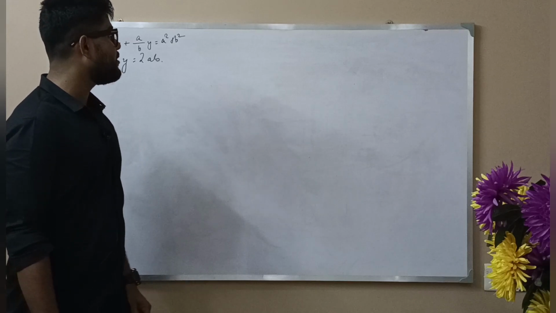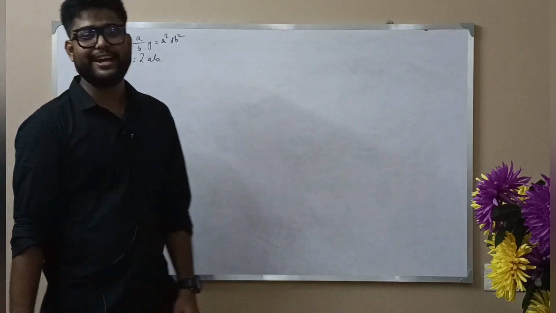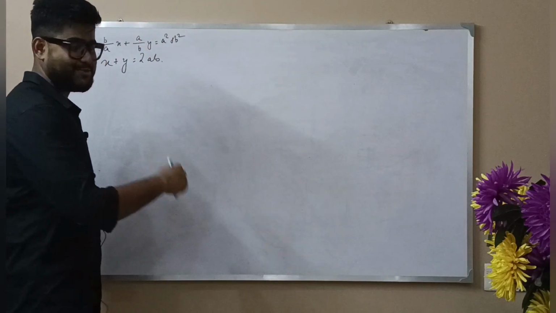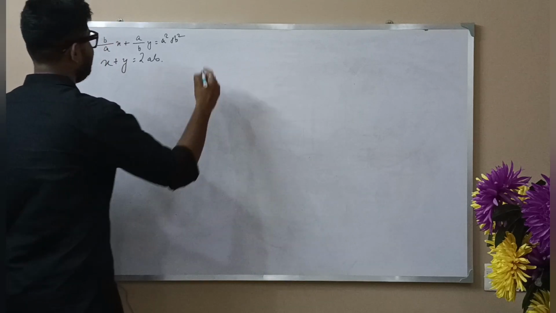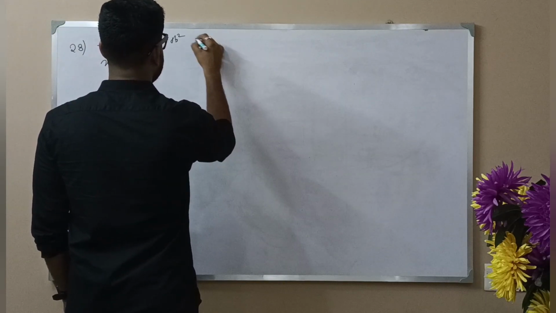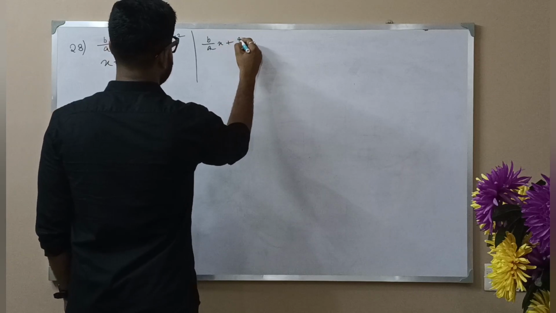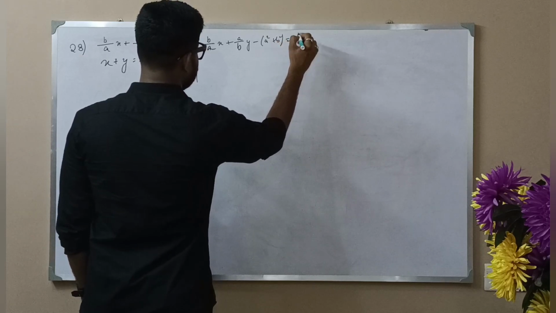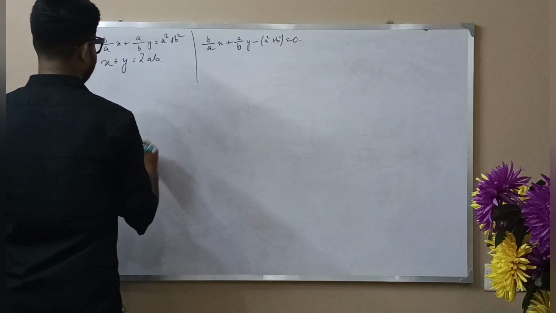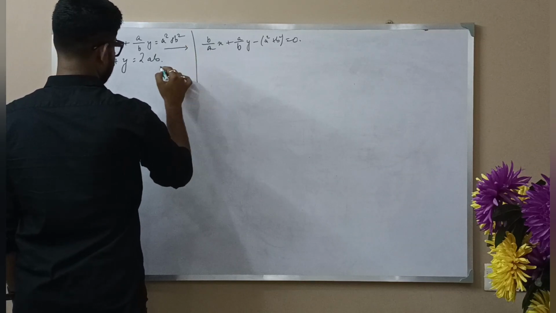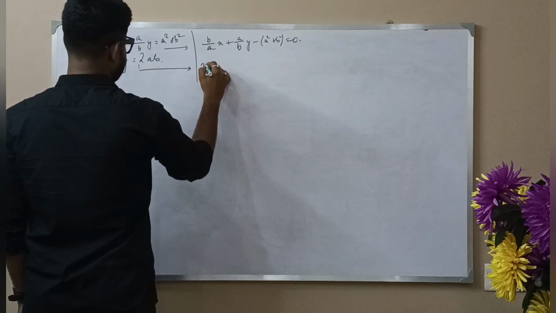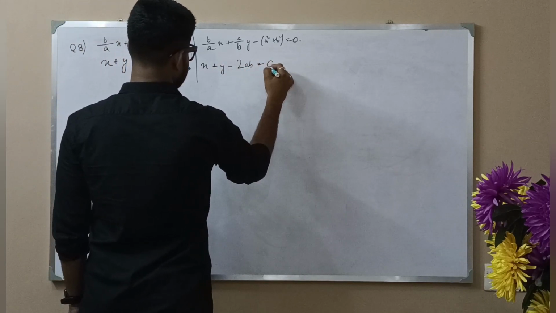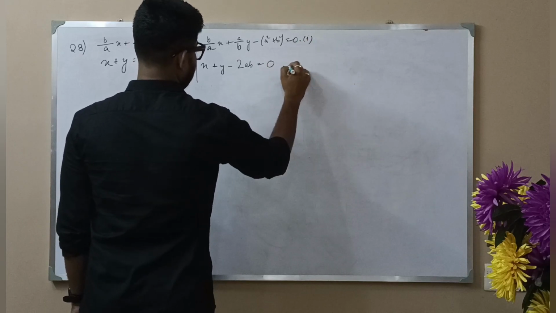So this is the last sum of this video, and this brings the end to the chapter. This sum is very important because this is the last one. So we'll write b by a into x plus a by b into y minus a square plus b square equals to 0. Now this one is this and this one is x plus y minus 2ab equals to 0. This is 1, this is 2.